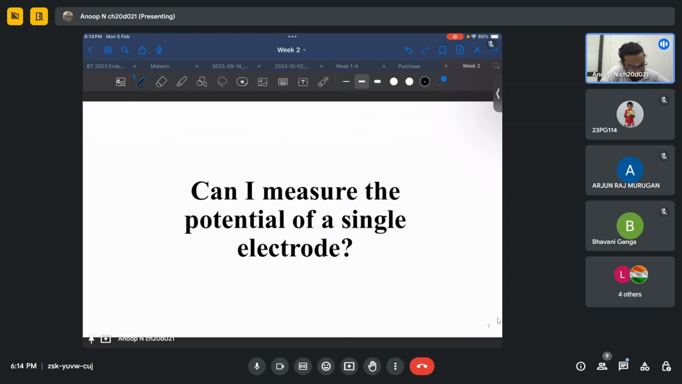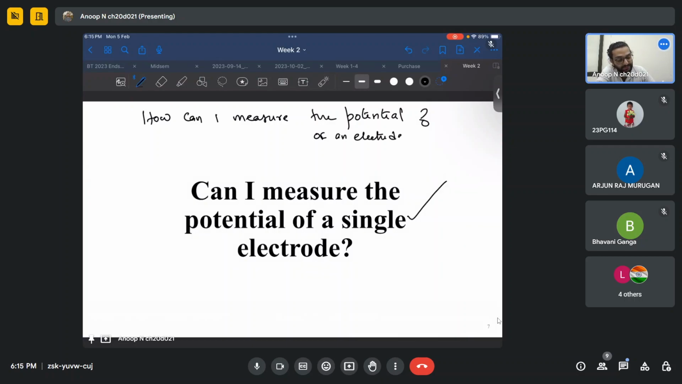So I will ask a question. Can I measure the potential of a single electrode? Can I? No. For that, what do we need? How can I measure the potential of an electrode? What do we need? We have seen something in the lecture. So how can I measure the electrode potential?